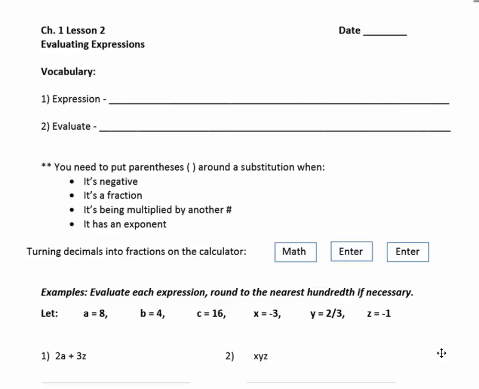Ladies and gentlemen, today we're going to start on lesson number 2. Hopefully you did a really nice job with understanding our numbers. Today should be a little bit of a review lesson, going back to 7th grade, I hope.